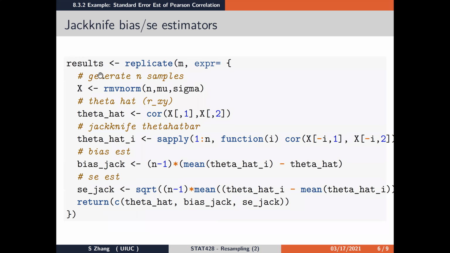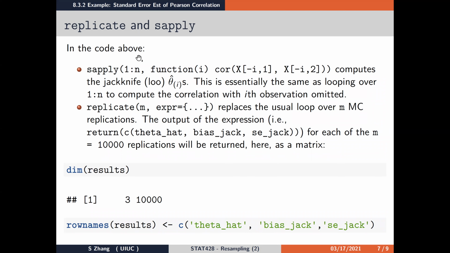So recall that we call the output of this results. If you check the dimension of results, you'll be able to see that this is a matrix with 3 rows and 10,000 columns. Each row will correspond to one of these: theta hat, jackknife bias, and jackknife SE estimates. Each column will correspond to one of the m replications. Let's give the row names so that we know what they are.